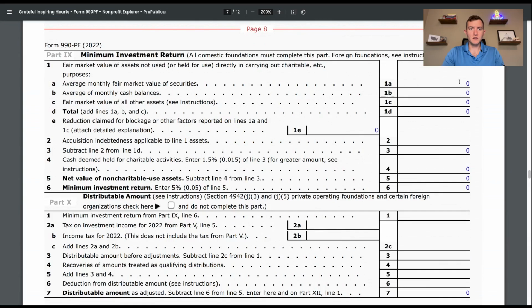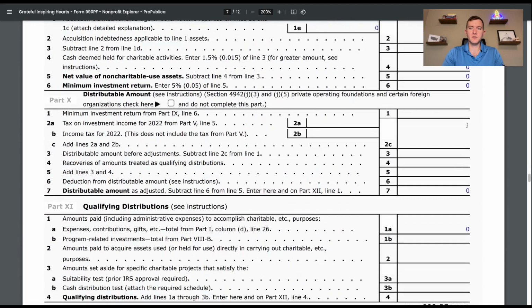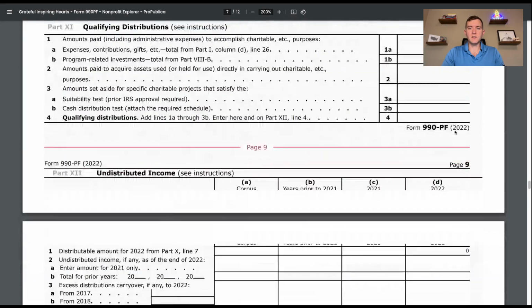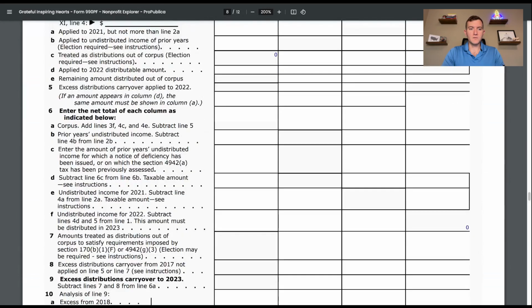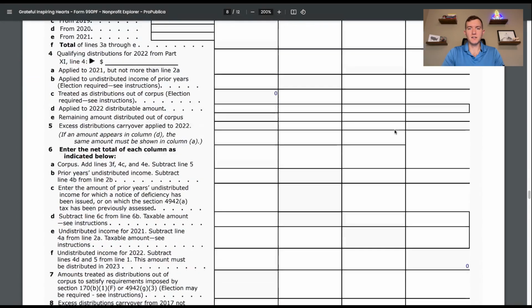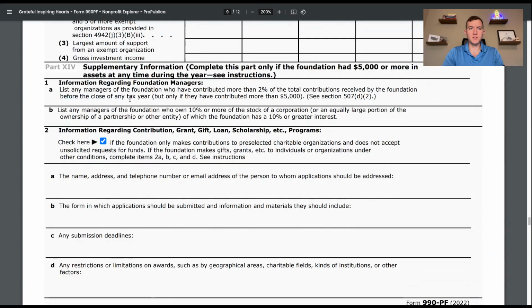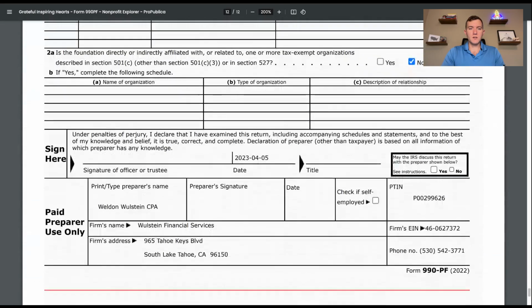There should be a minimum investment return. So it did say there was cash. And so on line 1B here, we do need to average monthly cash balances, which would create our minimum investment return, which would in turn create our distributable amount. And we don't have any qualifying distributions. So that distributable amount would mean that we have a carryover from this tax year to the next tax year for a distribution. We don't have the Schedule B, and so we don't have the person who became a substantial contributor. As we come down, there's really no schedules or anything. Not great. And this return, if it were to be audited, would be considered non-filed for a multitude of reasons.